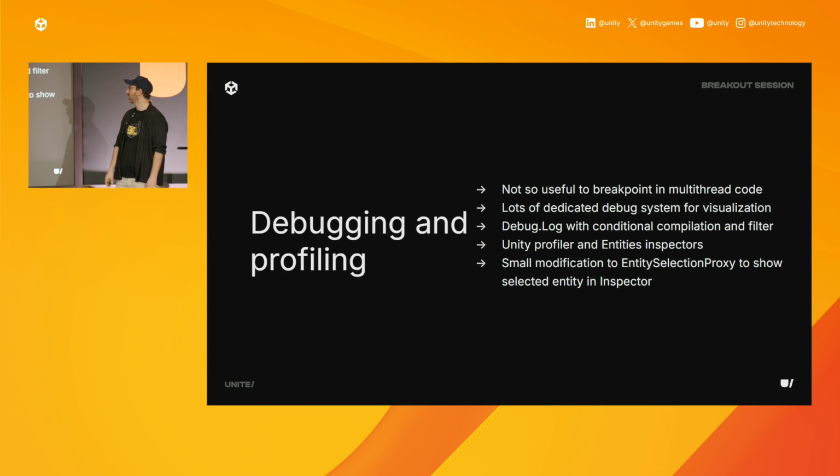So yeah, I have kind of a last topic about the debugging and profiling of multi-threaded code on ECS. You can debug multi-threaded code by putting in breakpoints, but very often it's not that useful. So what you need to debug multi-threaded code is a very good visualization tool, so you can actually see the data rather than breakpoint into it, because you can see it all in one place and see how it relates next to each other.